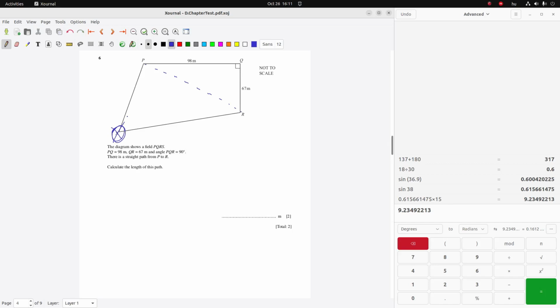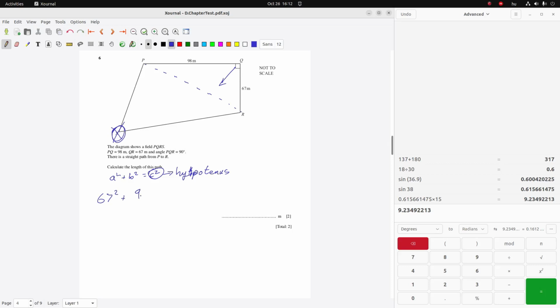Oh yes, so what was Pythagoras? Pythagoras is like this: a squared plus b squared equals c squared, where c is the hypotenuse. I always forget how to spell it, but it doesn't matter how you spell it, as long as you can do the math right. The hypotenuse is always opposite the 90 degrees. So in this case, P and R is the hypotenuse. That's the one we want. The other two, it doesn't matter which one you pick for a and which one for b. So let's just do it.